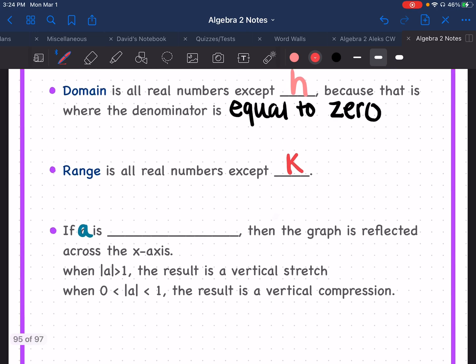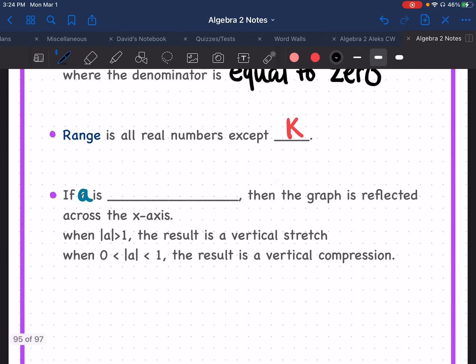If your a value on the top of your rational expression happens to be negative, then your graph is reflected across the x-axis. If the absolute value of this a value is greater than 1, then it results in a vertical stretch. And if the absolute value of this a number is between 0 and 1, then it results in a vertical compression.